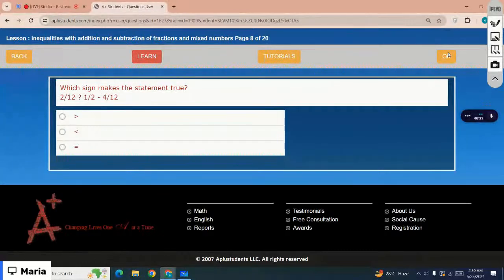Which sign makes the statement true? 2 by 12, you have to compare it to 1 by 4 minus 4 by 12. So which is the correct option? They both are exactly equal. Okay, you can complete the lesson by yourself later today. Let's just move on to the next lesson.